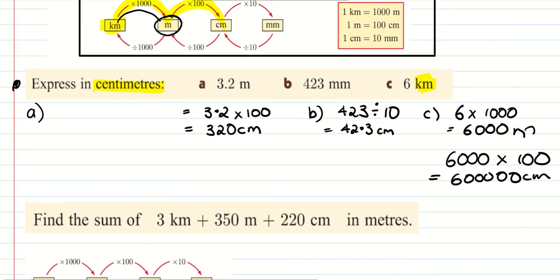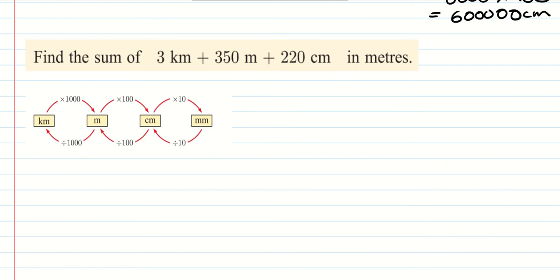The other thing that we're going to have to do is be able to add units of length together. Now, if you have a look at this question here, find the sum of 3 kilometres, 350 metres, 220 centimetres. And what you should notice, hopefully, is that they're all different units. So in order for us to add these together, they have to be the same. Our answer has to be in metres. So the easiest thing for us to do is to convert each one of these into metres. So let's do 3 kilometres first. So I want to convert 3 kilometres into metres by timesing by 1,000. So that's going to be 3,000.